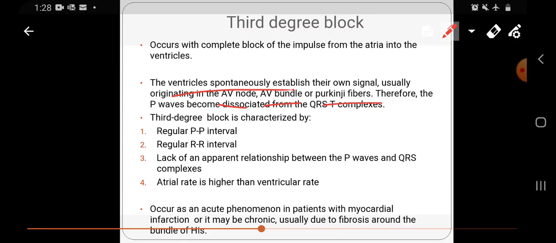Okay, فبالتالي what we will see in third degree heart block هو كالآتي، إنه we have regular PP interval لأنه ال SA node is functioning normally. We have regular RR interval, but there is no relationship between the P waves and QRS complexes. يعني ال SA node is working on its own, it's stimulating the atria, and we have maybe the AV bundle or the Purkinje fibers, they are working on their own and they are stimulating the ventricles, the rate of ventricular stimulation is lower than the rate of atrial stimulation. Okay?